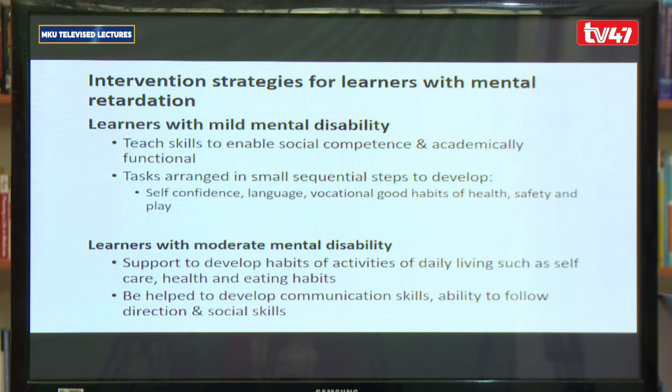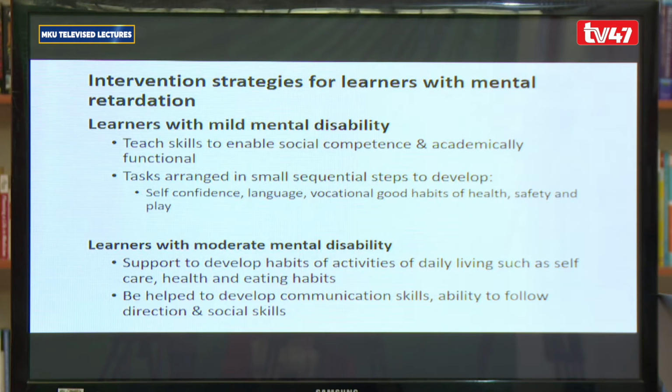Tasks arranged as we teach them. We need to remember that the tasks you're giving them need to be arranged in small sequences, step by step, slowly, not so fast, so that they are able even to gain self-confidence, language, and vocational skills, good habits of health and safety. Even whatever they are doing, they know that here it's risky. They need to learn that as they play.